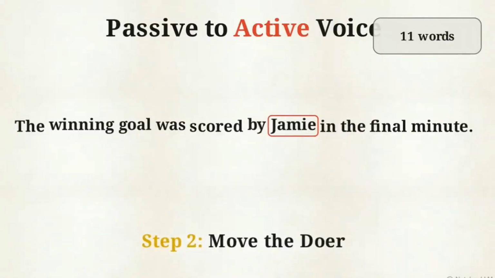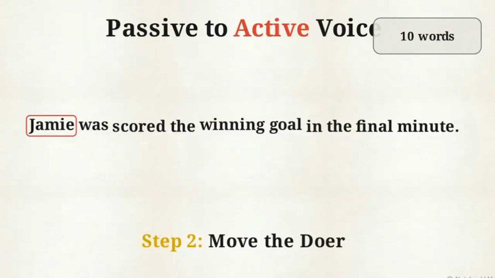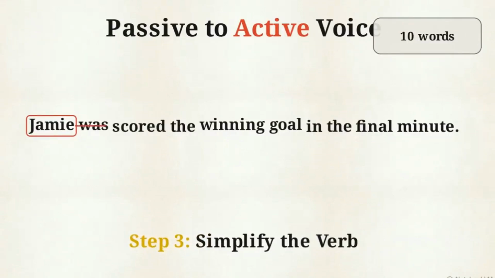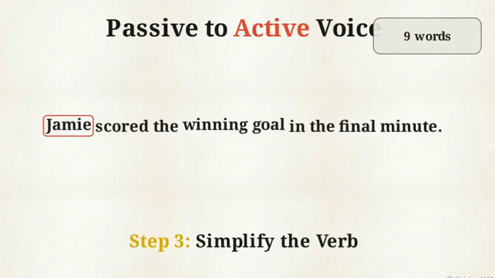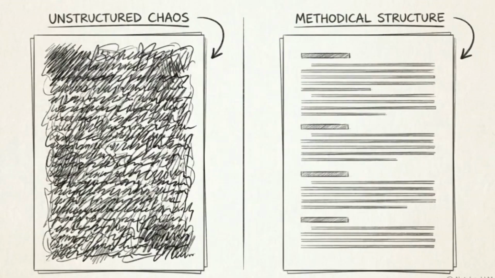Step 2. Take that doer and move them to the absolute front of the sentence so they take control of the action. Step 3. Simplify the verb. Delete the word "was" and drop the verb back into the simple past tense, leaving us with "scored." Apply this exact mechanical shift to the rest of the highlighted sentences in your draft. It consistently produces writing that is shorter, cleaner, and more direct.